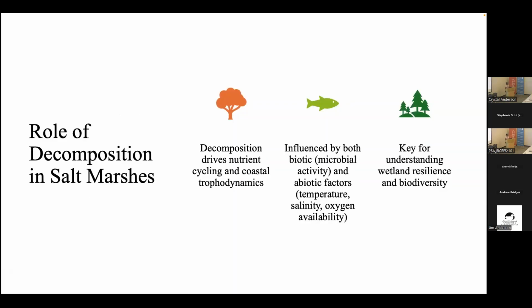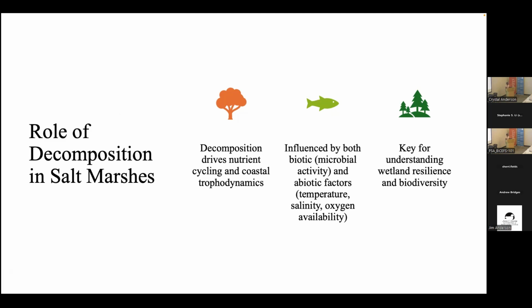So the role of decomposition in salt marsh. Decomposition is a central process in salt marsh ecosystems. It drives the nutrient cycle by breaking down organic matter and releasing essential elements like nitrogen and phosphorus, which supports plant growth and sustains food webs.